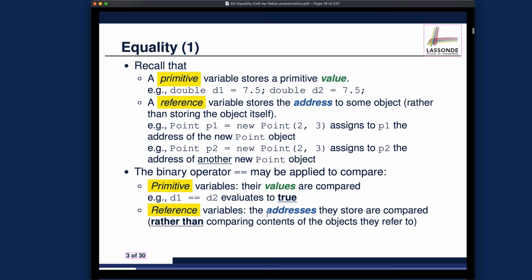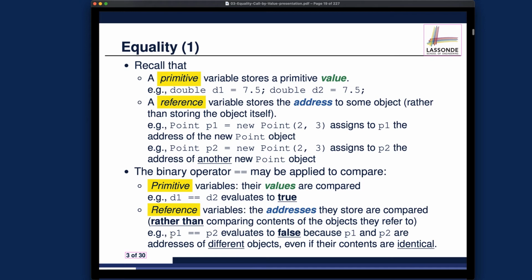So the addresses they store are compared rather than comparing the contents of the object they refer to. So this is the easy case. If we simply say P1 equals P2, that one will evaluate to false, because you can see P1 stores the address of a new point object versus P2 stores the reference of just another object. So the values for the addresses are simply different. That's why P1 equals P2 should evaluate to false. So that one is also something we knew from before.